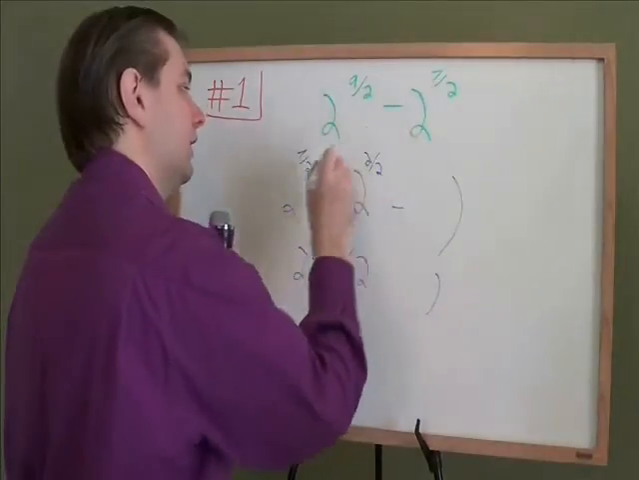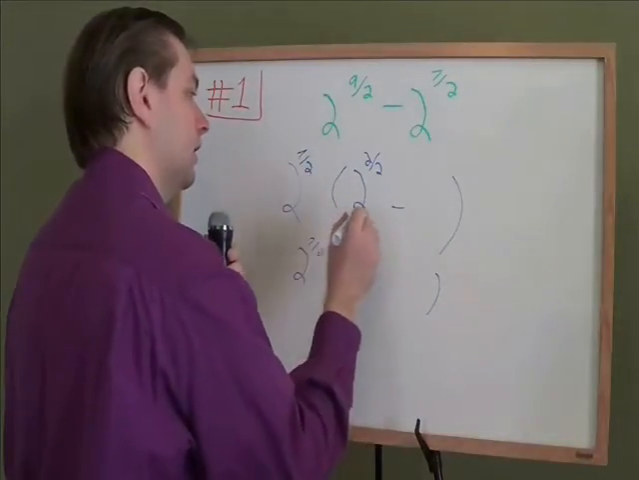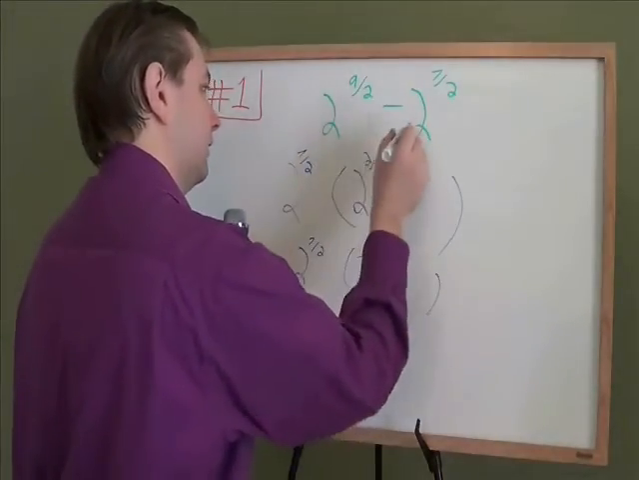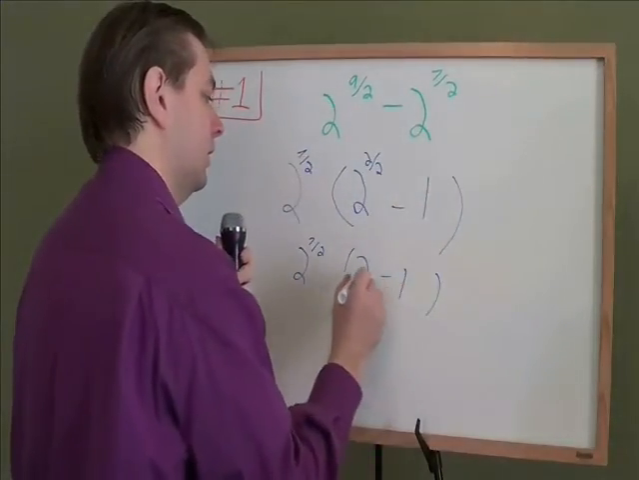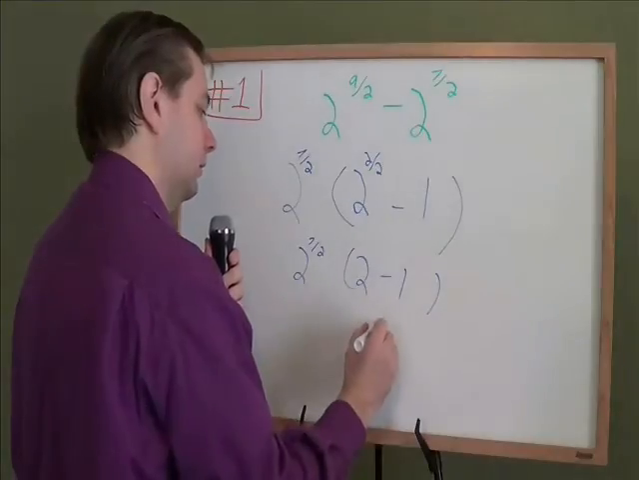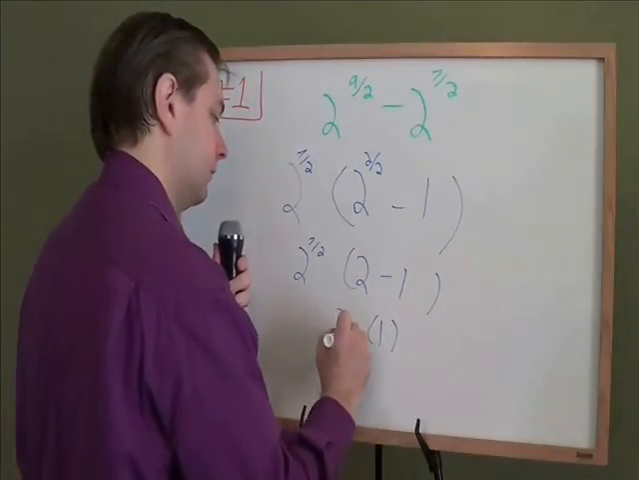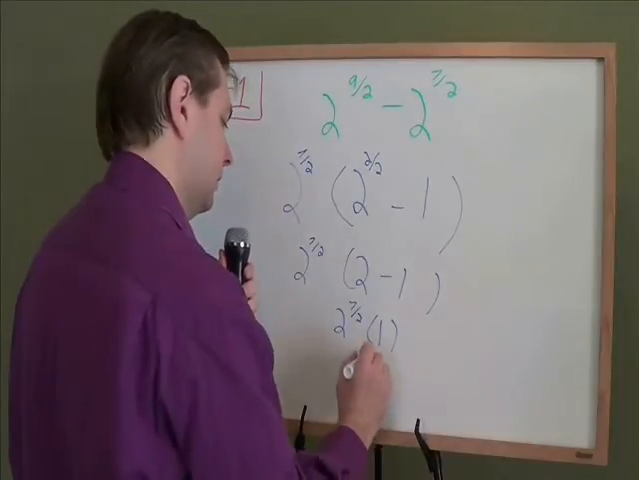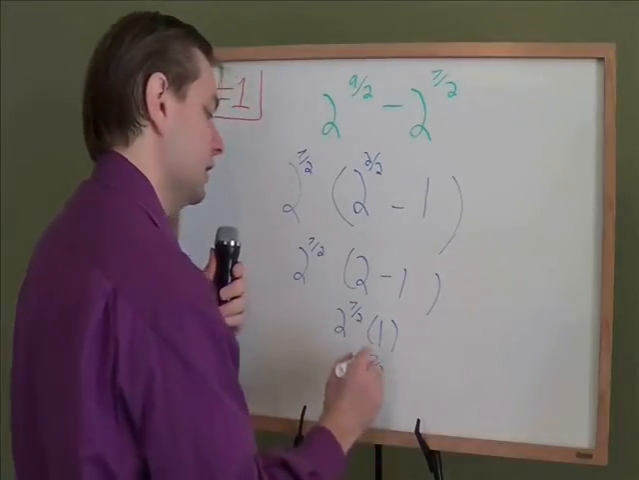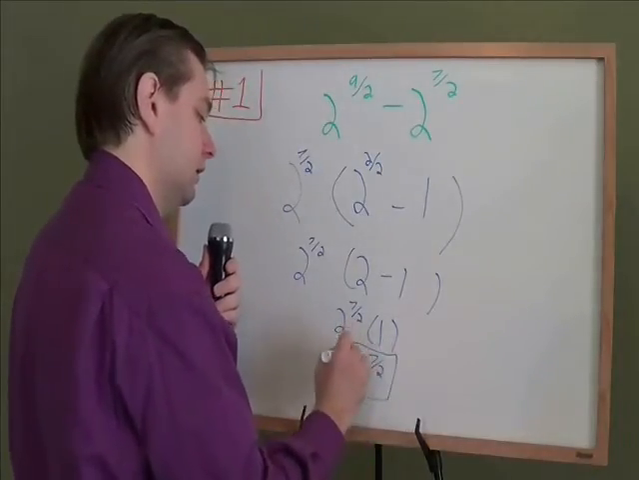Then 2 to 7 halves, take out 2 to 7 halves. Well, then you've taken out everything. Anything divided by itself is just 1. What is 2 minus 1? 1. And then anything times 1 is that anything, 2 to the 7 halves. That is our answer.